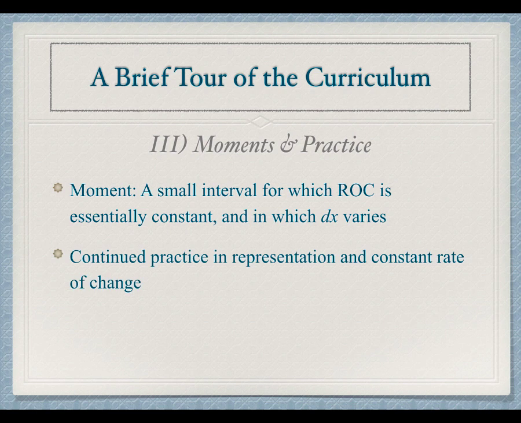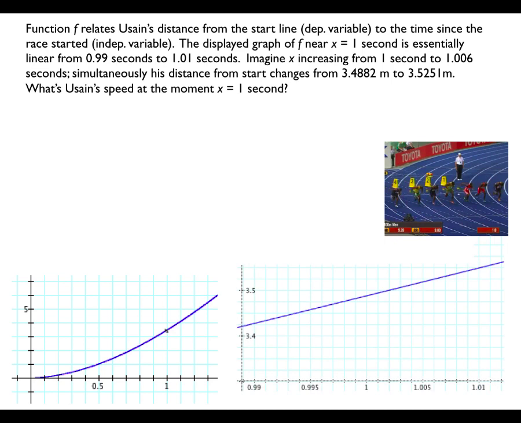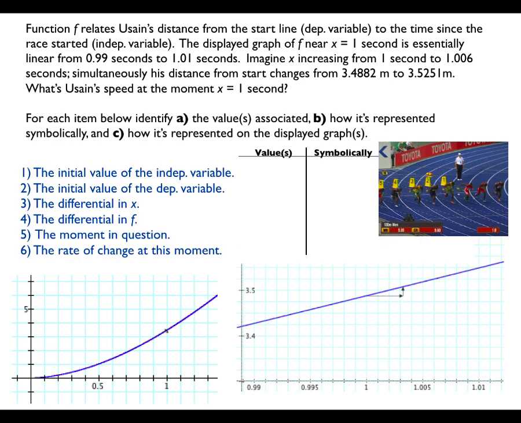And so we're going to continue practicing representation of constant rate of change. So we use this application here. This is Usain Bolt's 100-meter world record. And we show this is his distance, and you see it's a changing rate. So by looking at a moment around 1 second into his race, we're assuming a constant rate. And then within that constant rate, we look at changes of x, dx, and the corresponding change in distance according to dy equals mdx.